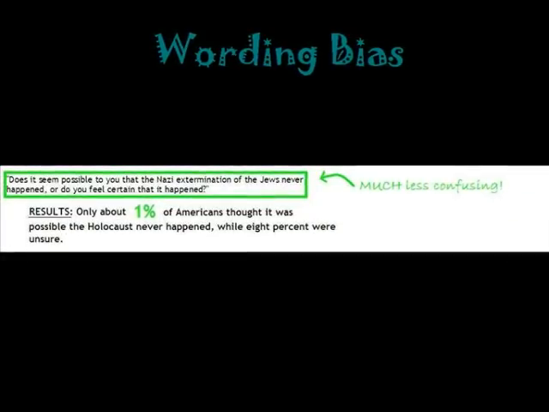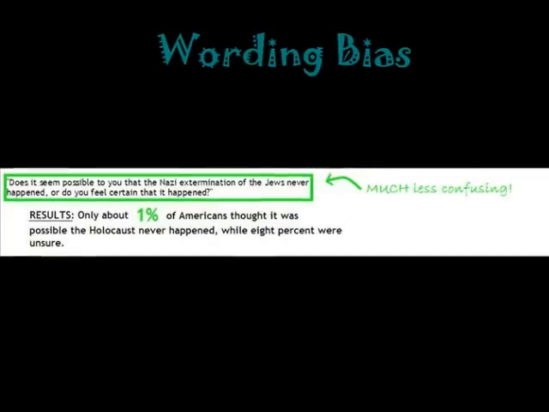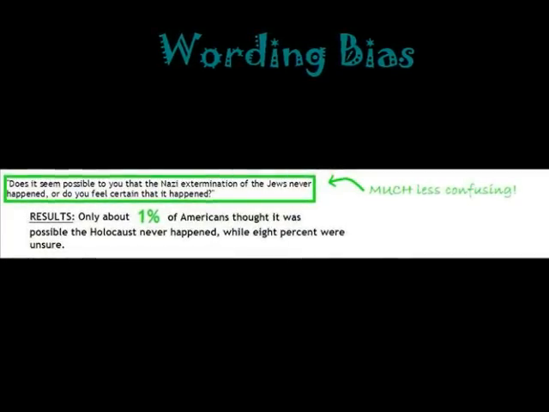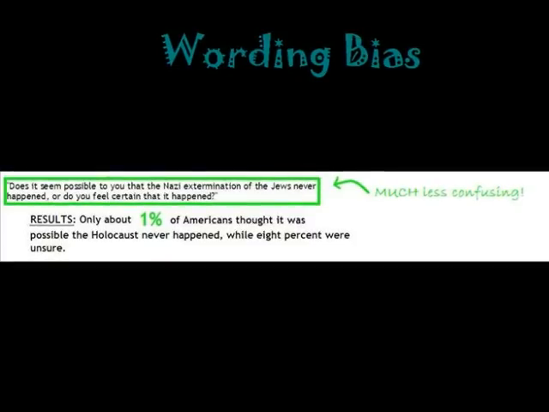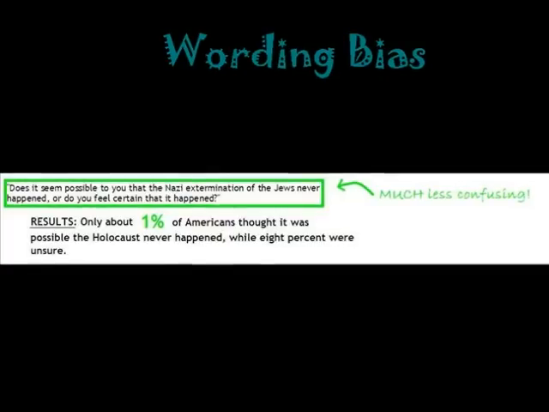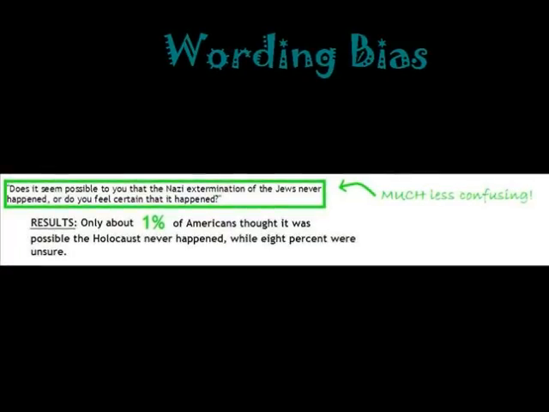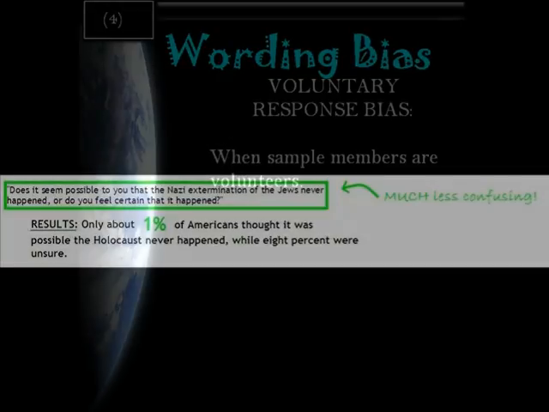Because of the wording bias, they redid the poll and the new question was, "Does it seem possible to you that the Nazi extermination of the Jews never happened, or do you feel certain that it happened?" Only about 1% of Americans thought it was possible the Holocaust never happened, while 8% were unsure. Without the wording bias, the poll seems more accurate.